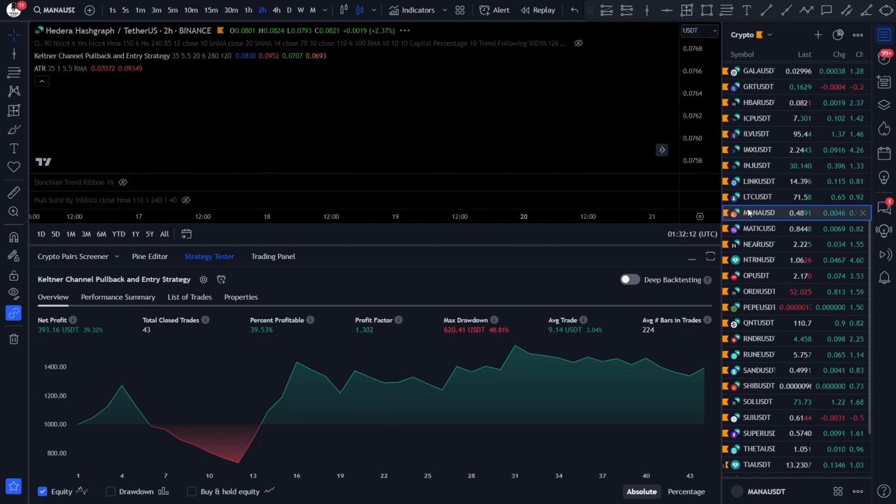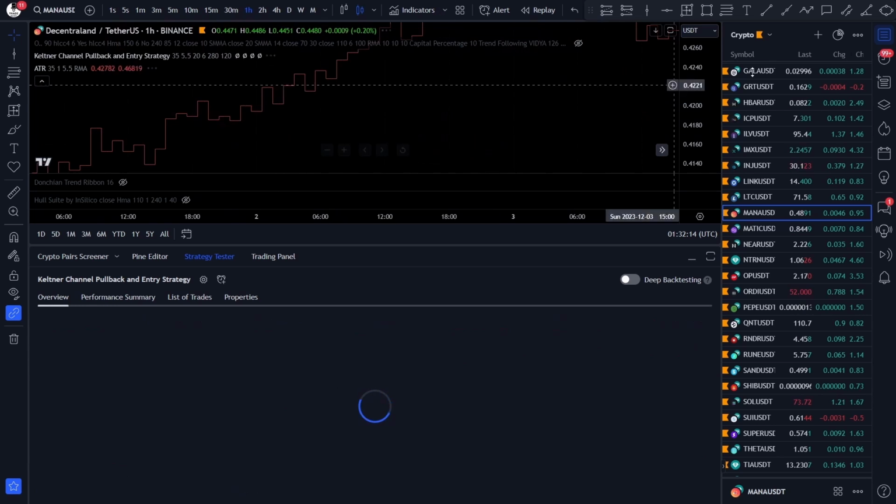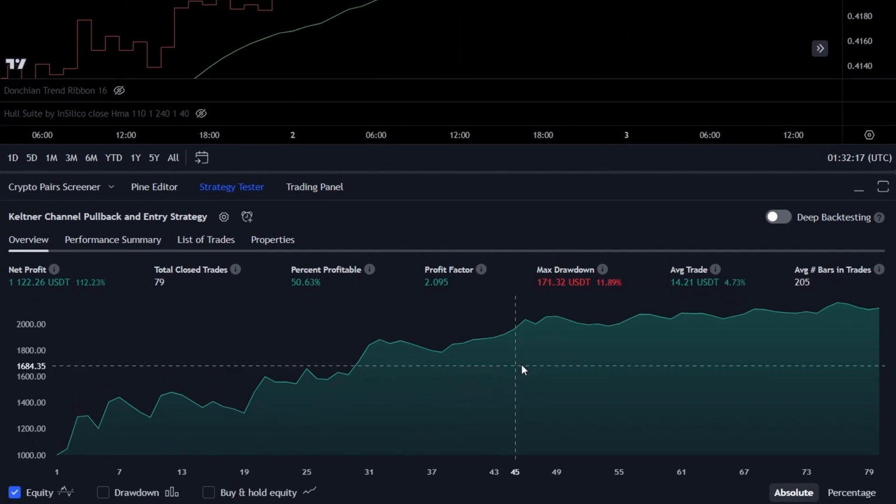First we have MANA USDT on the 1 hour chart. As you can see, we get a great uptrending equity curve with 79 trades, 112% net profit, and with only 11.89% maximum drawdown.